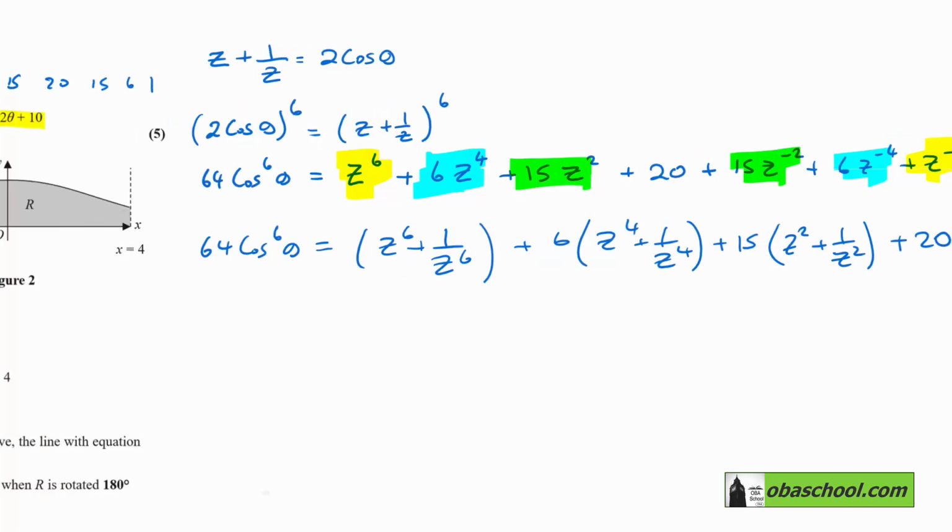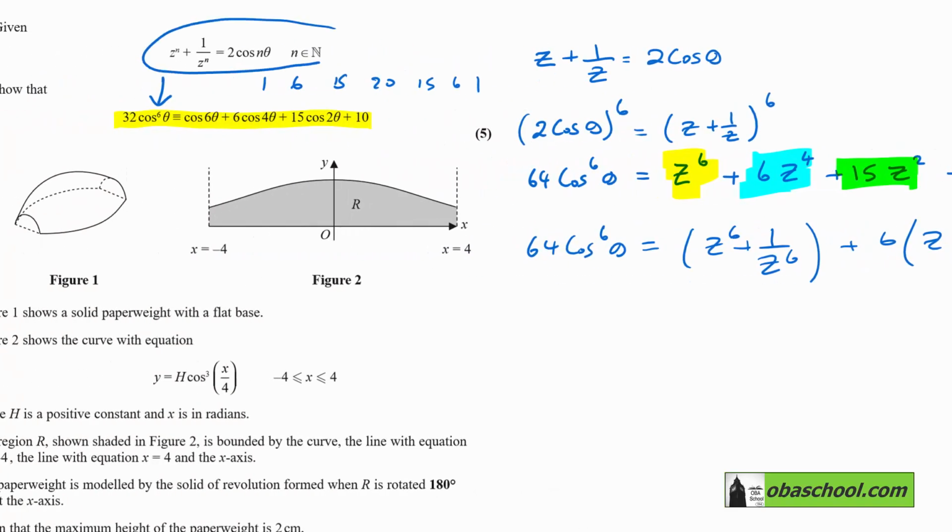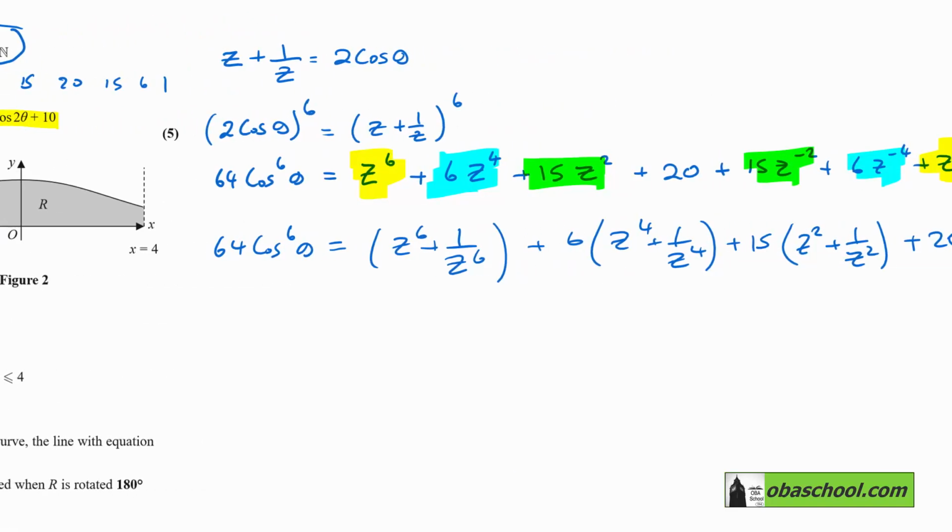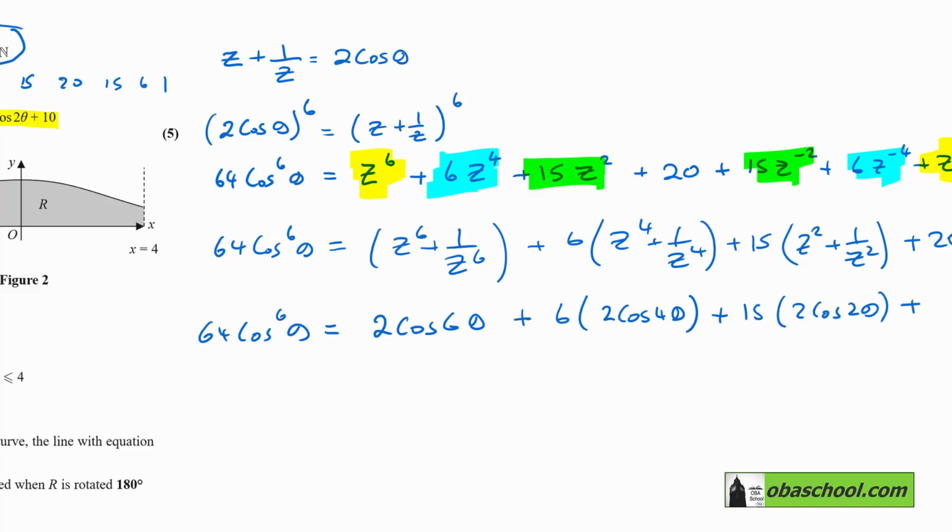Now, if we come back and look at this, z to the 6 plus 1 over z to the 6 is going to be 2 cos 6 theta. Z to the 4 plus 1 over z to the 4 will be 2 cos 4 theta, and so on. So we can make this first one into 2 cos, so 64 cos to the 6 theta is 2 cos 6 theta. Then we're going to have 6 times 2 cos 4 theta. Then 15 times 2 cos 2 theta. And then we've got 20.